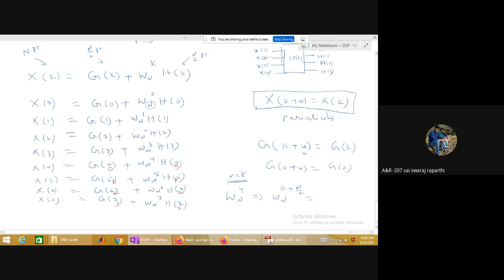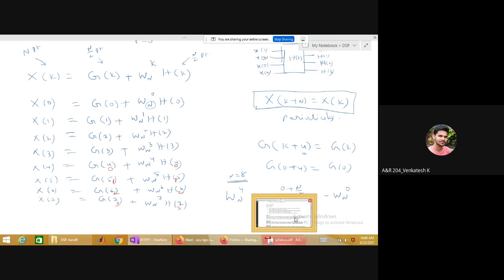Yes, sir. So can I write 0 plus N by 2, which is 4, as 0 plus 8 by 2? Yes, sir, we can write. So what is the equivalent value? Minus W_N to the power of 0, isn't it?